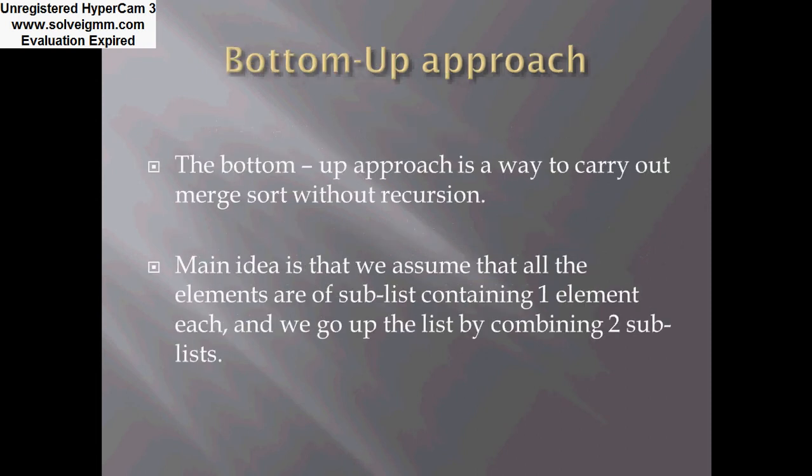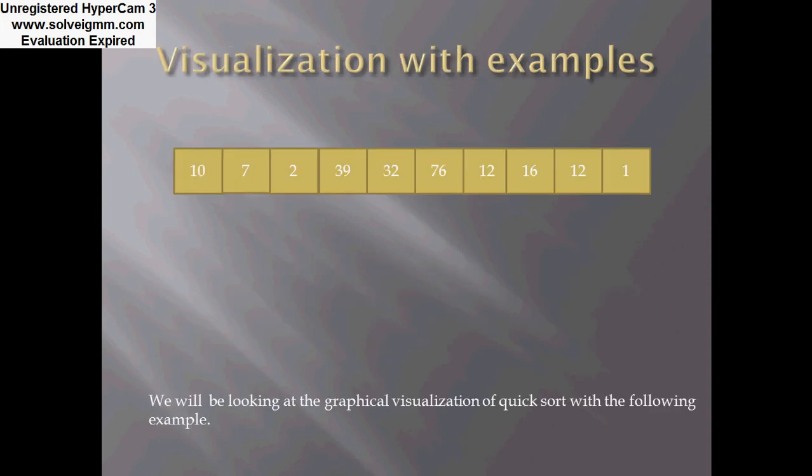The bottom-up approach is a way to do it without using recursion, while the top-down approach would be using recursion. The main idea is to assume that we already have n sublists with one element, and we'll be going up the list by combining two sublists.